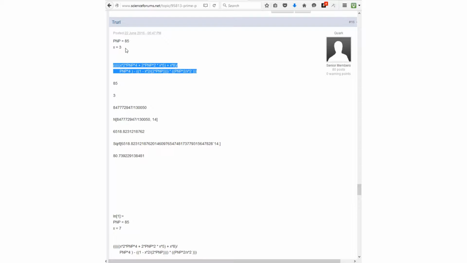We use 85 because it's a product of two prime numbers, 5 and 17, and we're testing with x equal to 3 here. And we see down here, the output is 85 and 3, and then the equation output is this, and the numerical value of that, the 14 digits, is 6,000, and the square root of that is equal to 80.739. Okay, down here, but we're looking for it to be equal to 85, not 80. So it's too low. It's getting closer. It's close. It's 80, but not 85.